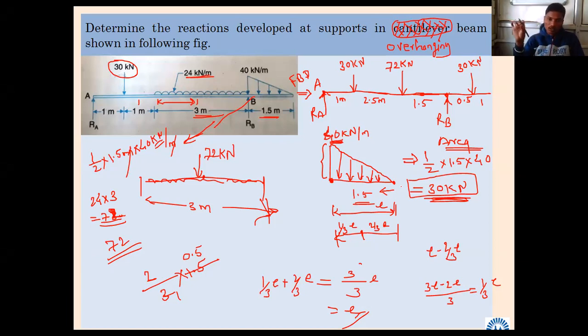Where to show the load? For a UDL, no problem, we can show it at the middle and the work is over. It is not the case with a UVL, as it is a varying load, we can't show it at the middle. That's why there is a fixed rule where to show that load: from the apex we have to take 2/3 of that base or length, or 1/3 from the base.